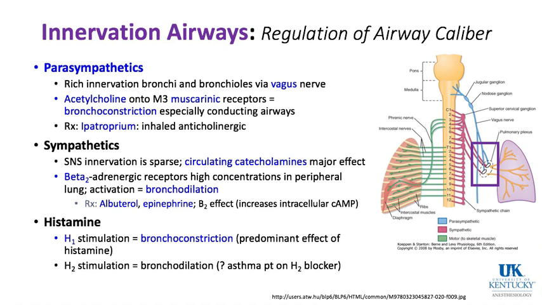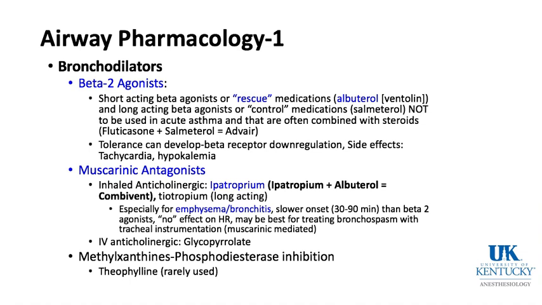Interestingly, the H2 receptor, when it's stimulated, results in bronchodilation. Therefore, the worry is that if you start an asthmatic patient on an H2 blocker, you might have bronchoconstriction occurring. The major point of this is that the parasympathetics richly innervate the airways of the respiratory system.